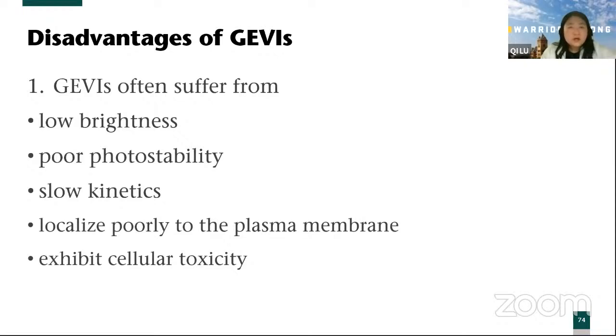And the disadvantages of GEVIs are the areas we need to improve, like low brightness, poor photostability, slow kinetics, and low trafficking to the plasma membrane, and although with the loss of membrane targeting, the signals exhibit cellular toxicities.